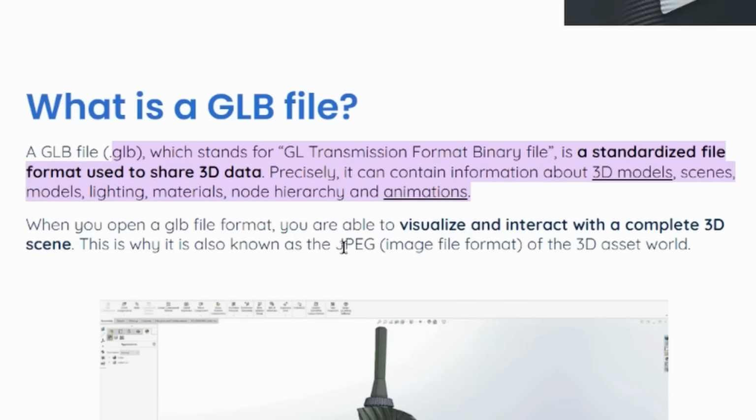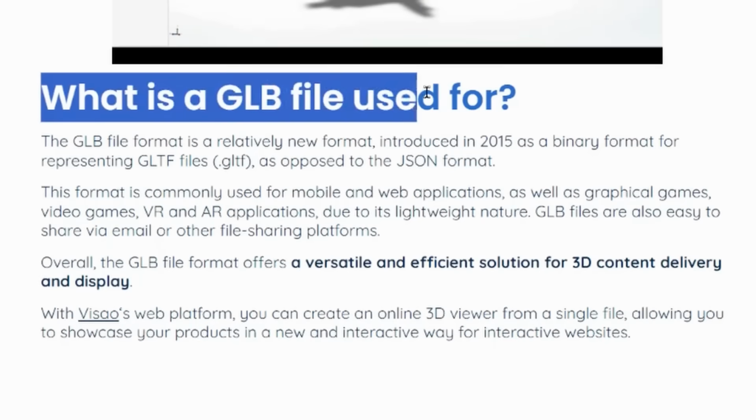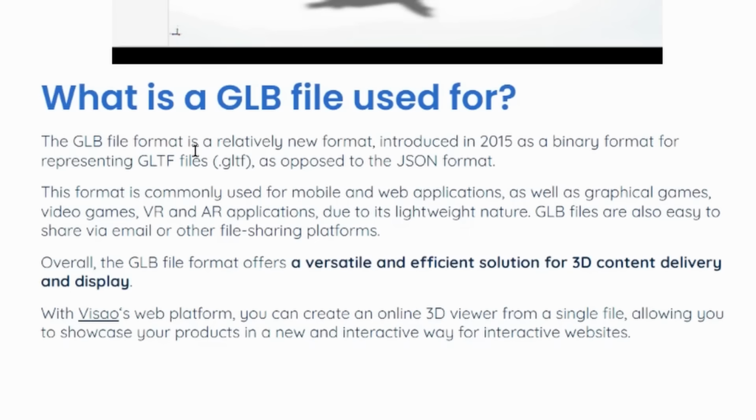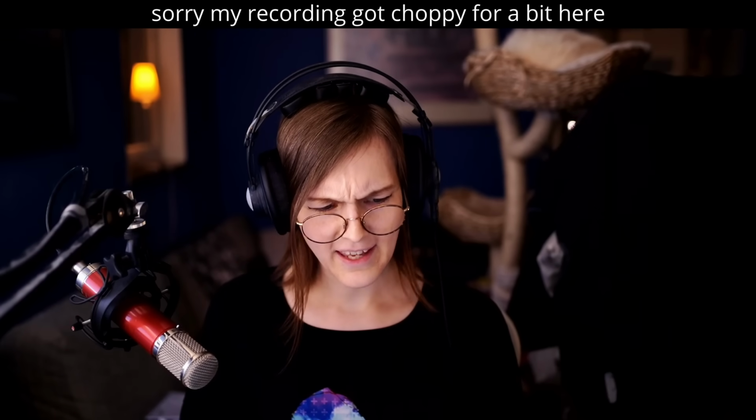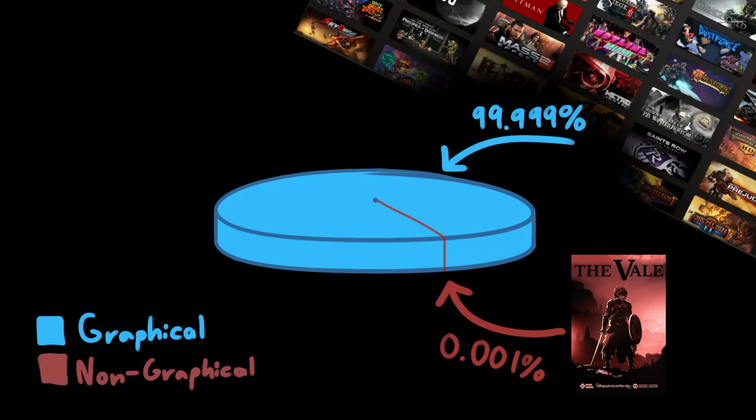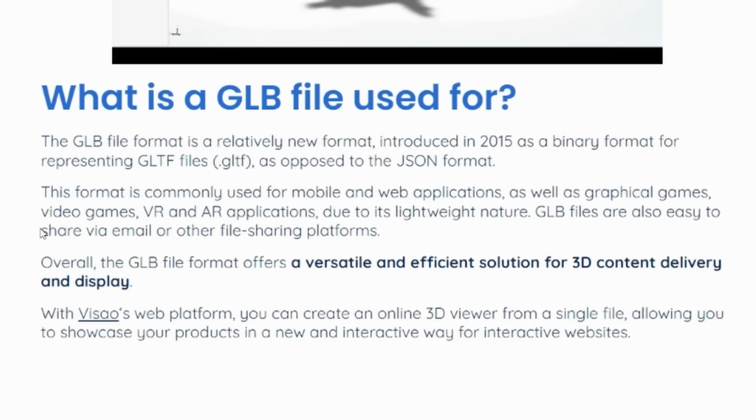This is why it's also known as the JPEG of the 3D asset world. So far, we're not off to a good start on this article, right? There's grammar issues. I'm not entirely sure what's going on here. Okay, so let's keep on reading a little bit. What is a GLB file used for? The GLB file format is a relatively new format introduced in 2015 as a binary format for representing GLTF files, as opposed to the JSON format. This format is commonly used for mobile and web applications, as well as graphical games. Video games, presumably non-graphical, VR and AR applications.